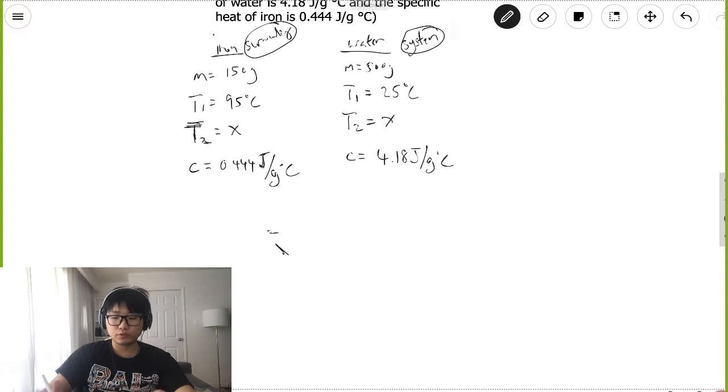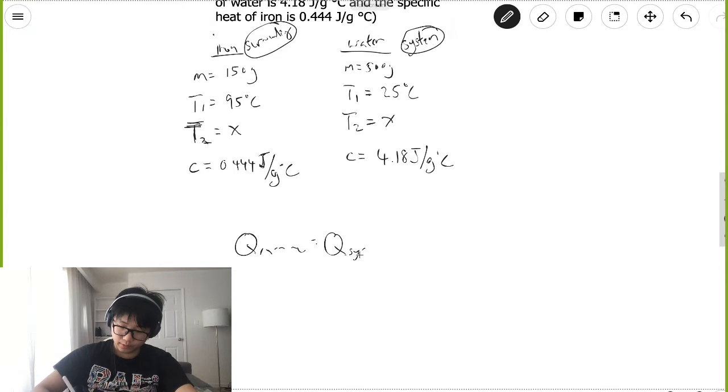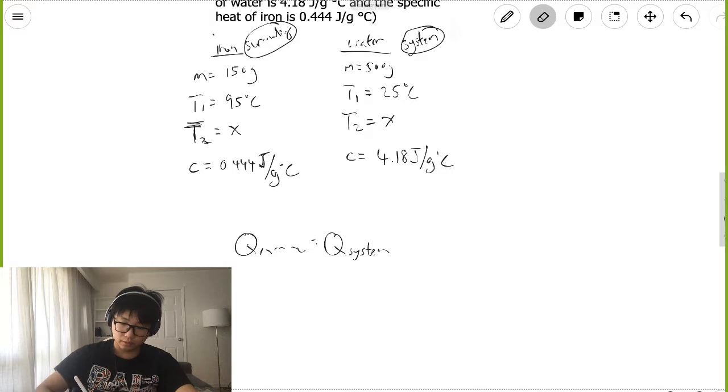In that specific universe, you're either transferring from one or the other. So in this universe, there's only iron and water. So we're basically saying Q of the surrounding is equal to Q of the system, but one of them needs to be negative. That's just to say one is going to be the negative of the other. Q of the surrounding, so negative. But specifically, what are each of these Q's equal to? Each of these Q's is equal to MC delta T.